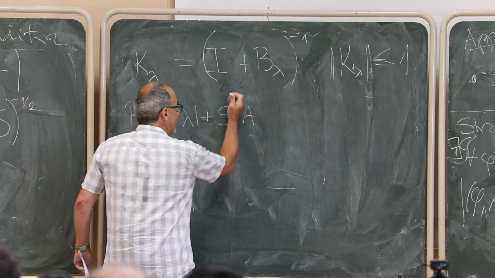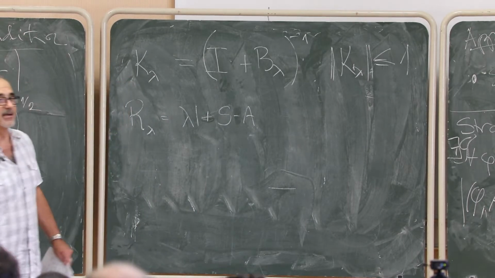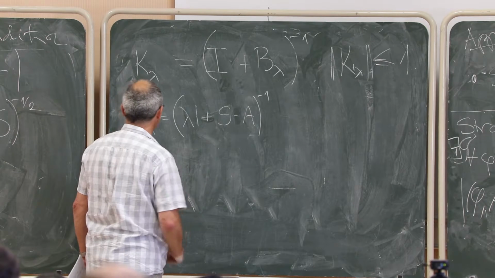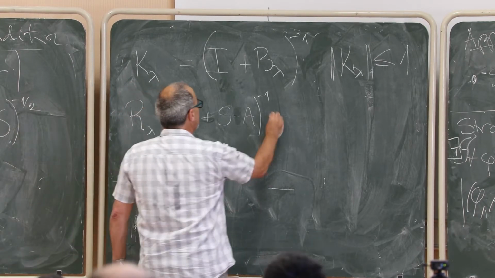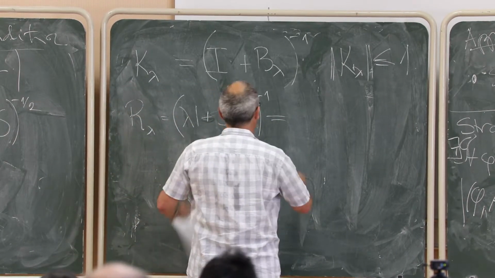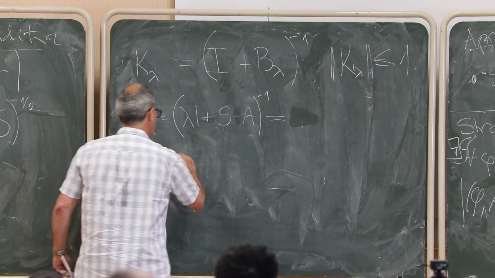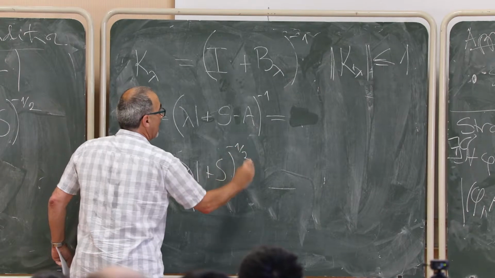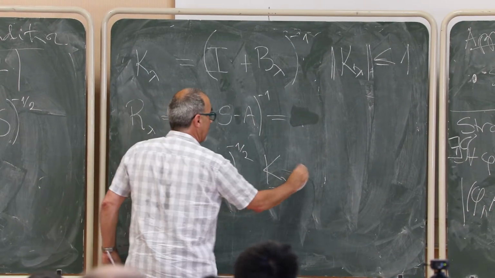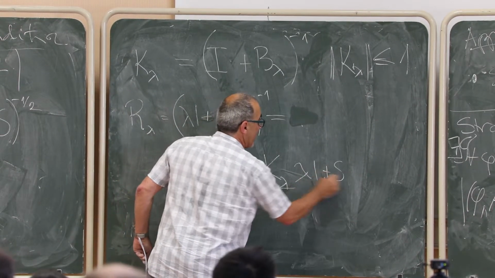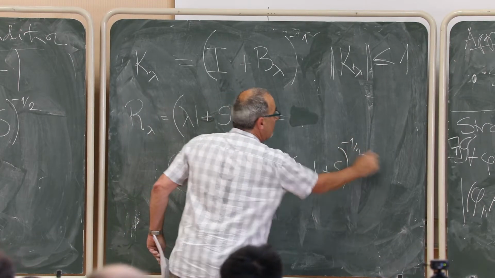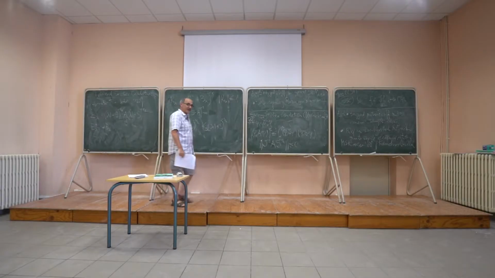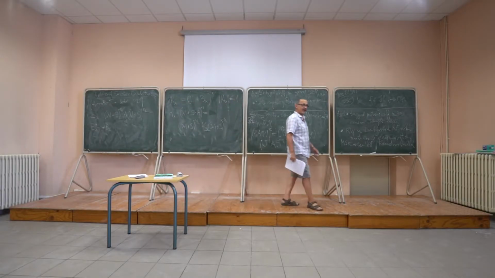Plus S minus A, like that, yes, inverse. This is just definition. But with this K sub lambda, it is written like lambda identity plus S to the minus 1/2 K sub lambda, lambda identity plus S minus 1/2. You must agree, it's manipulation with symbols. It's nothing deep there. Right?